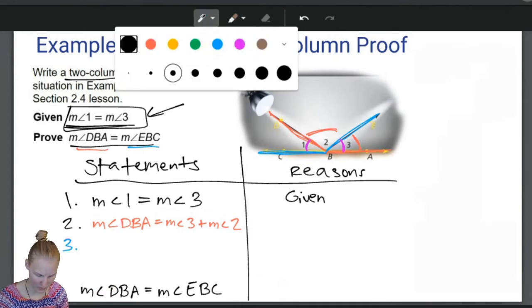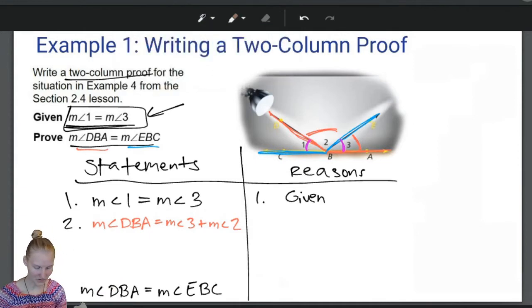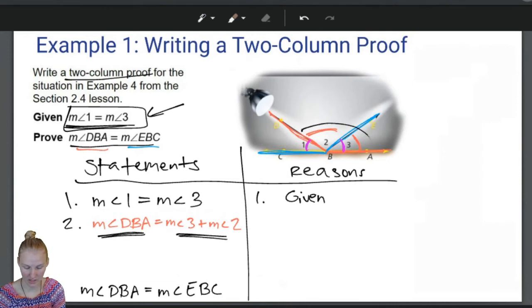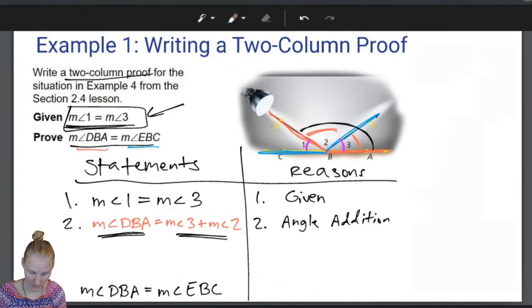We almost forgot to give a reason. What is the reason that I can say the measure of angle DBA is equal to the measure of angle 2 plus the measure of angle 3? Why am I allowed to say that? We can see in the diagram, like, duh. I go from one ray to the other ray, to the opposite ray. I'm going across angle 2 and angle 3. But remember, this was the angle addition postulate. This was the angle addition postulate that said we could do that.